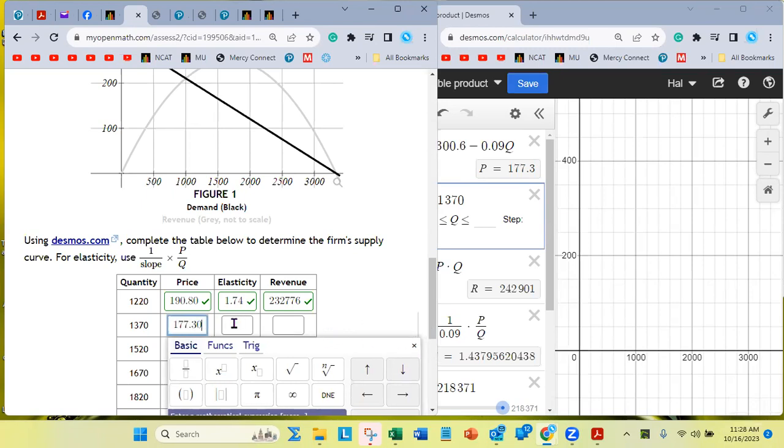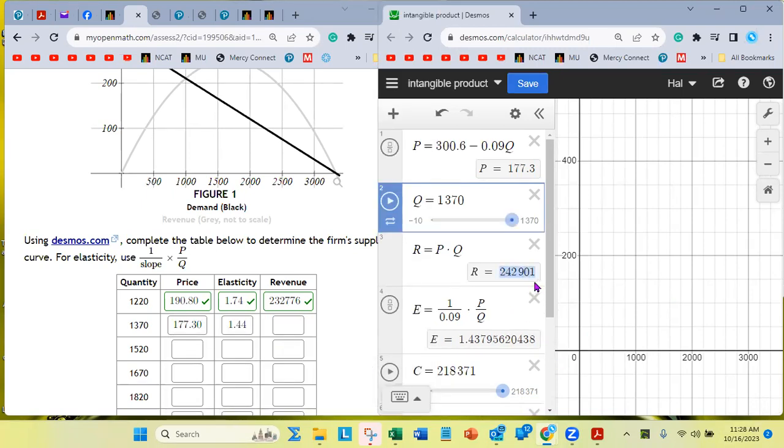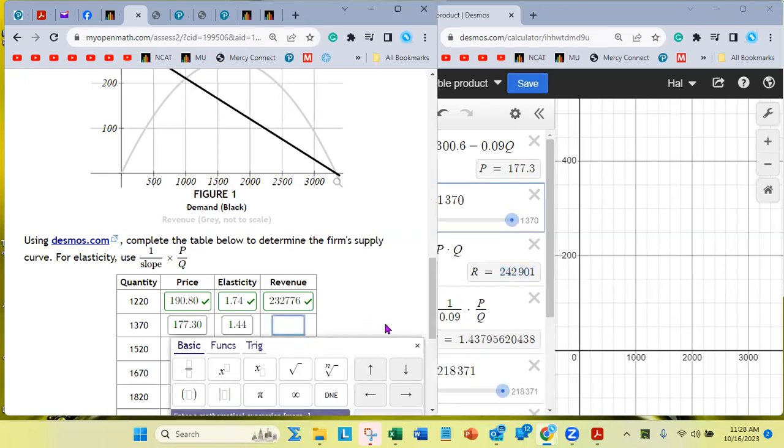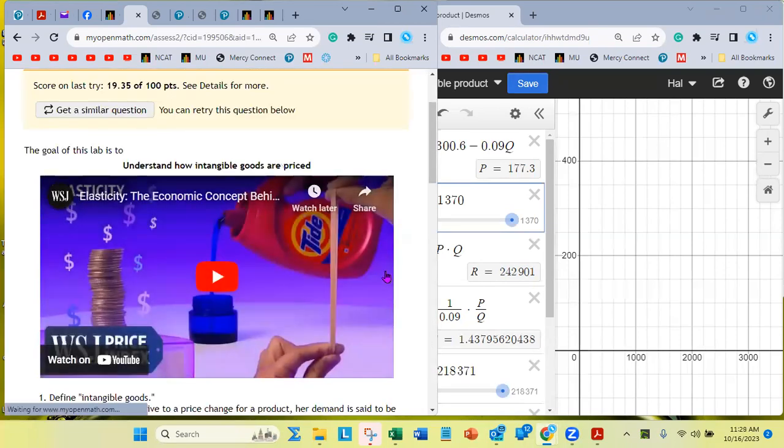I get an elasticity. Again, the third place value is 7. It's 5 or more. So I got to make that 1.44. Notice elasticity is coming down, right? The price has come down and elasticity has come down. And now the revenue is 242,901. Hit enter.